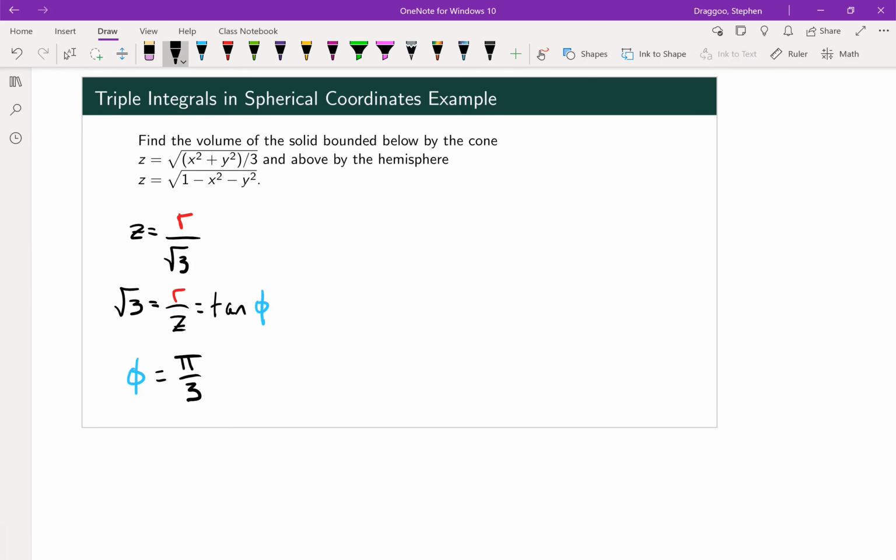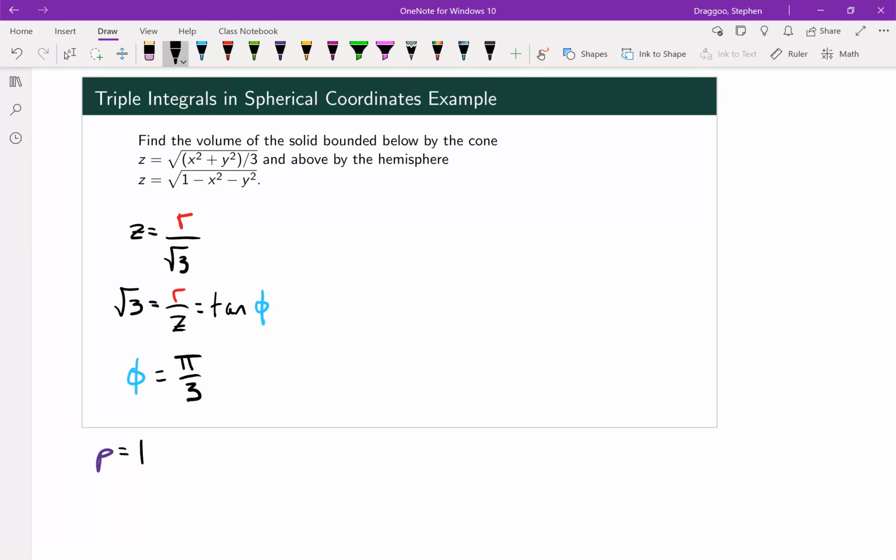We also have a hemisphere, z equals the square root of 1 minus x squared minus y squared, which if we just rearrange, it should give us rho equals 1. So square both sides, move the x and the y over, and we get x squared plus y squared plus z squared equals 1. So rho squared equals 1. And since we just want the top half, it'll be rho equals 1. But really, rho equals 1 would be the full sphere. The fact that we're looking at the top half is just going to limit what we use for phi.